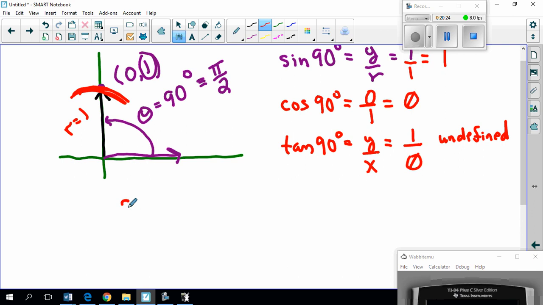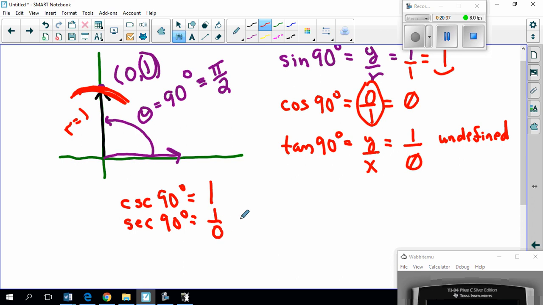For example, cosecant of 90. What's the reciprocal of 1? 1. That one's easy. Secant of 90, on the other hand, the reciprocal of 0 over 1 is 1 over 0, therefore it does not exist, or undefined. Cotangent 90 is the reciprocal of 1 over 0, which is 0 over 1, which is 0.